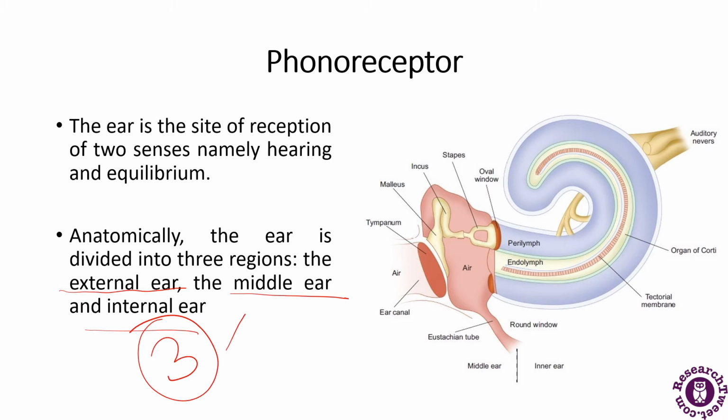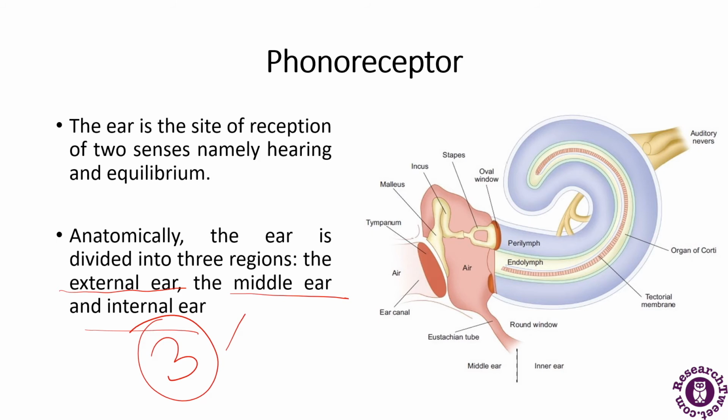So, what does the pinna do? The pinna basically collects the sound waves, and there is a tympanic membrane which is composed of connective tissue with skin outside and with mucus inside. So this was about the external ear.